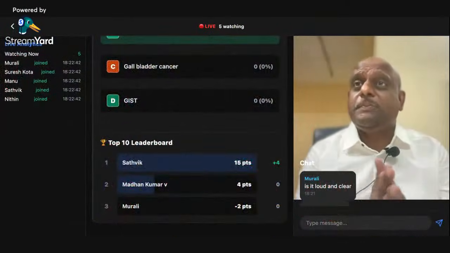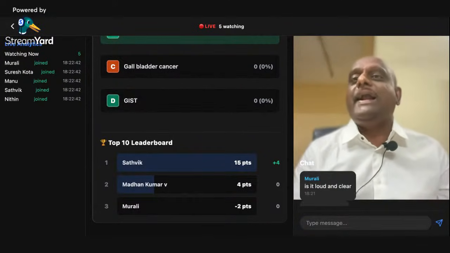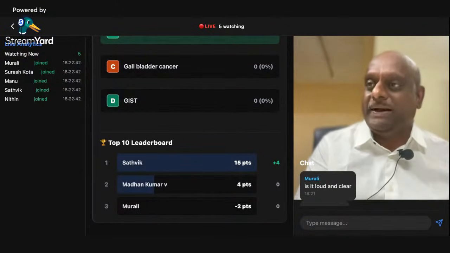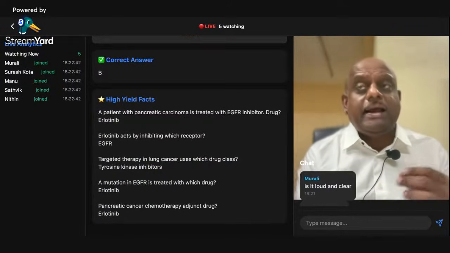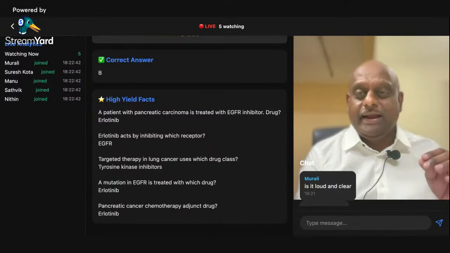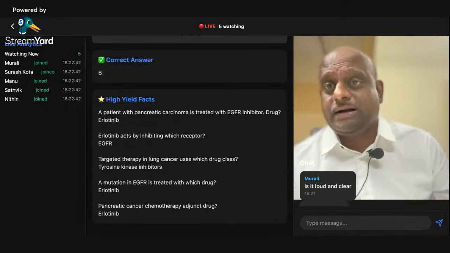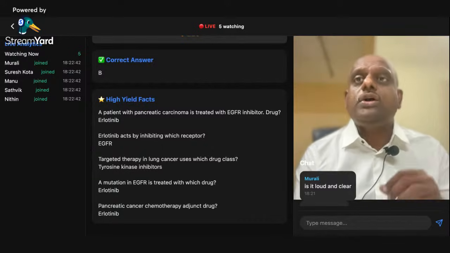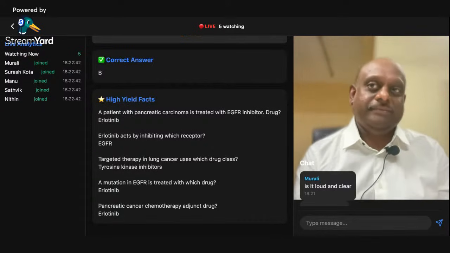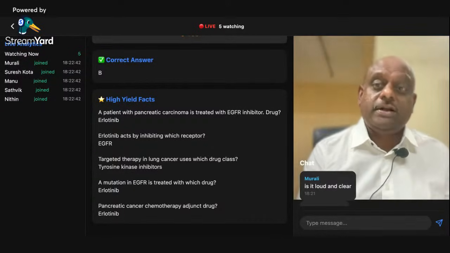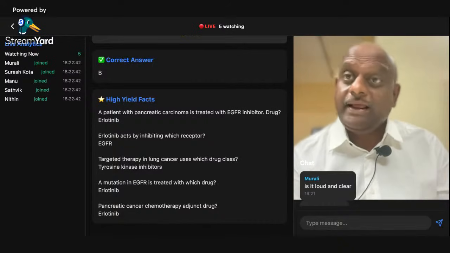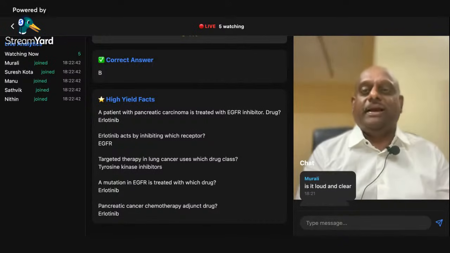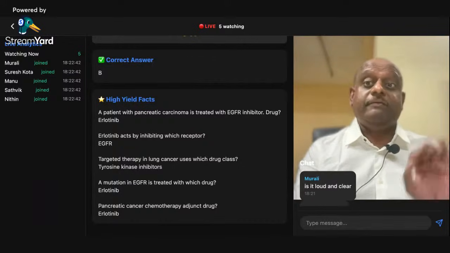Satvik rightly answered, surprisingly, so good. Pancreatic cancer is what you need to remember, right? Now, whenever pancreatic carcinoma is there, if you are using an epidermal growth factor receptor inhibitor, it is erlotinib. Erlotinib. And in lung cancer, we use tyrosine kinase inhibitors. And whenever there is any mutation in the EGFR which is being found, then you need to use erlotinib is what we have to emphatically remember for tomorrow's NEET PG.